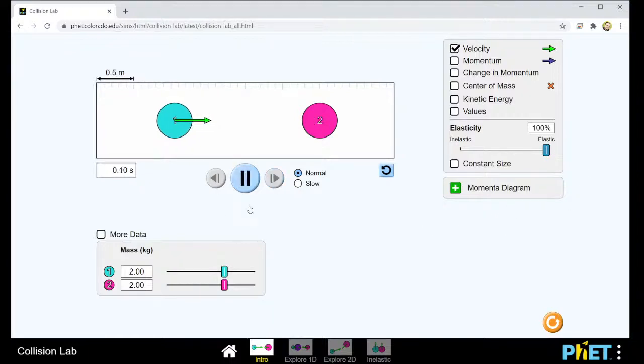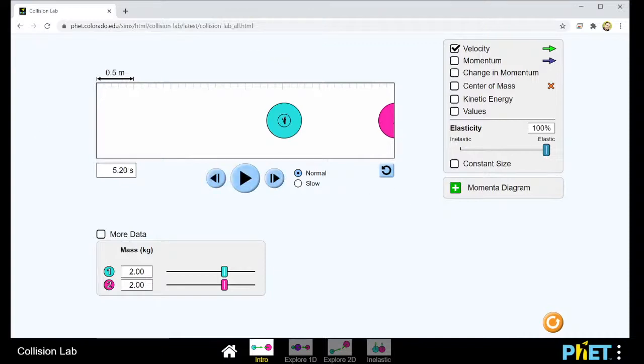What does this mean? So let me reset that. You notice what happens here? This is a special case where both masses are the same. You have one object coming in with an initial velocity, and then after the collision, they basically exchange velocities. The one that was moving comes to rest, and the one that was at rest starts moving.